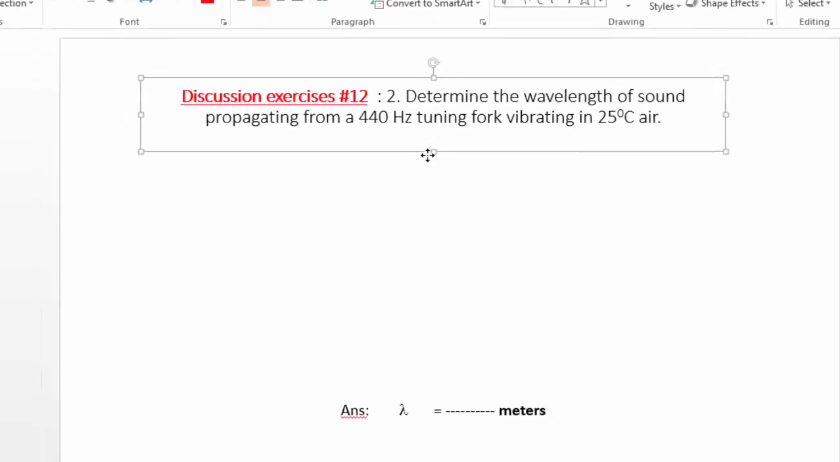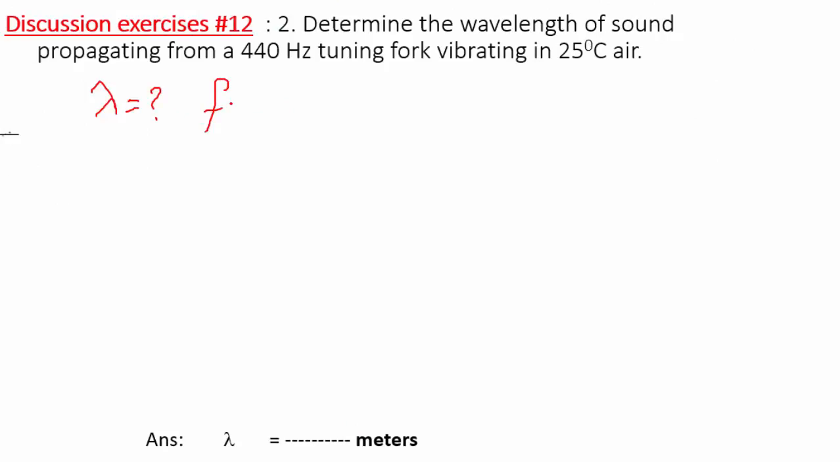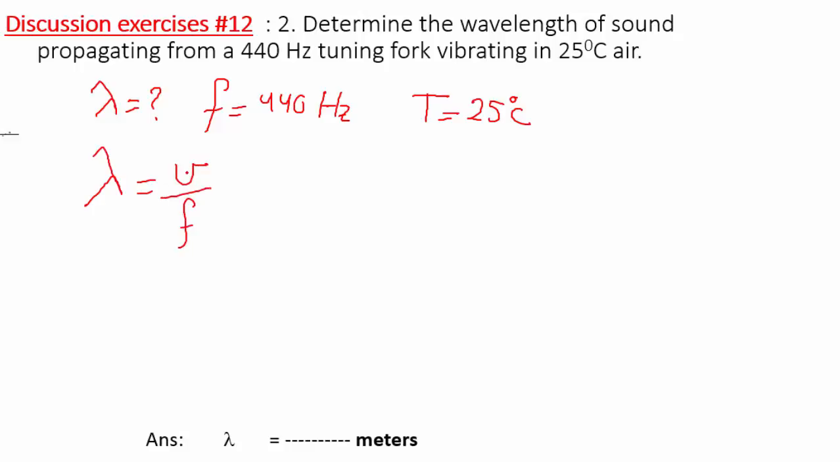So what equation should we use? Given the frequency, which is 440 Hertz, and the temperature of the room, T, which is 25 degrees Celsius. Now we know in order to find the wavelength, we have to divide the speed of the wave by the frequency. Now what would be the speed of the wave here? One common mistake is students using the speed of light, which is 3 times 10 to the power 8 meters per second.